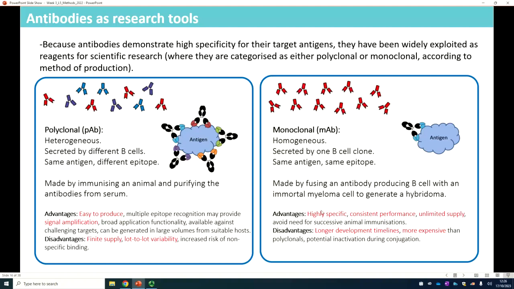Now, the advantages of using these is it produces a highly specific monoclonal antibody. It gives you consistent performance because there's no batches. It's all exactly the same, so you don't need to worry about running out of a particular batch. Unlimited supply, as I've just said. The disadvantages are that you have a longer development timeline because you need to generate your hybridomas, and it tends to be more expensive. So obviously the cost of your antibody when you buy it as a researcher would go up as well.